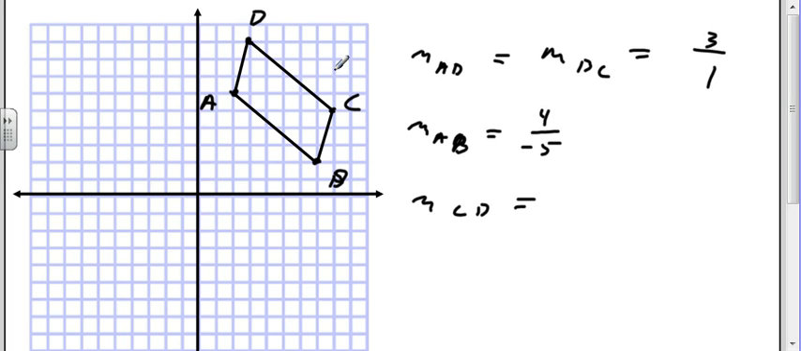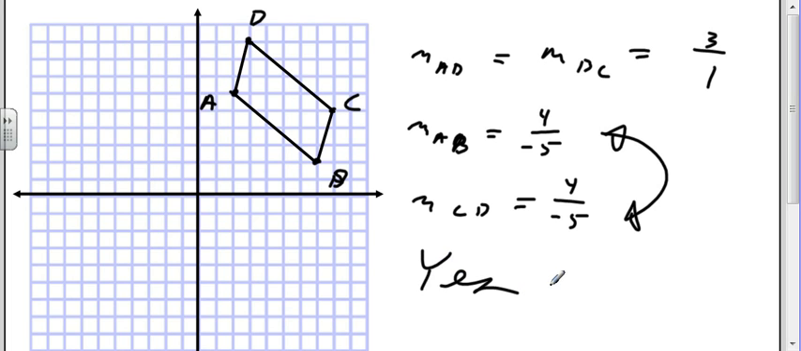Up 1, 2, 3, 4 over 1, 2, 3, 4, 5, minus 5. They're the same. So from this analysis, they are the same, and yes, we have a parallelogram.